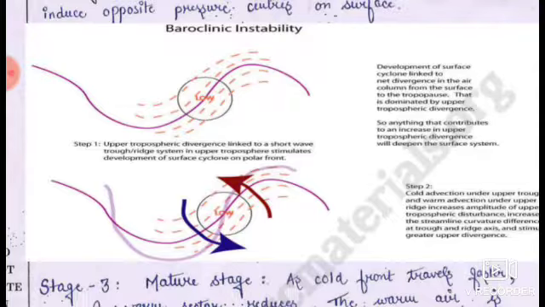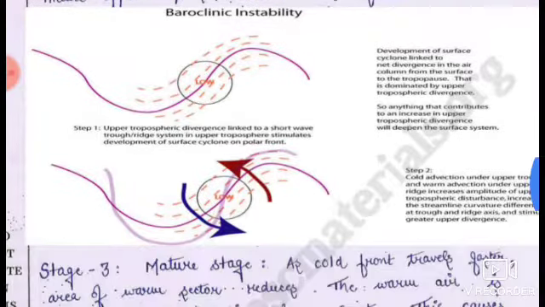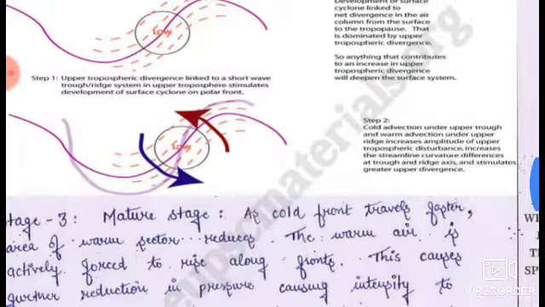Upper troposphere divergence linked to a short wave trough and ridge system in the upper troposphere stimulates development of surface cyclones on the polar front. Development of surface cyclones is linked to net divergence of the air column from the surface to the tropopause. Anything that contributes to an increase in upper troposphere divergence, tropospheric divergence, will affect the surface system. Cold advection under the upper trough and warm advection under the upper ridge.